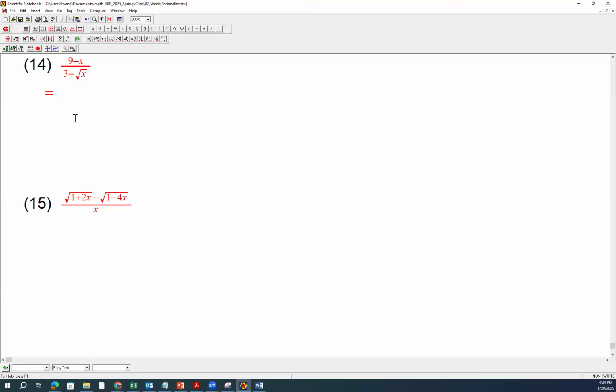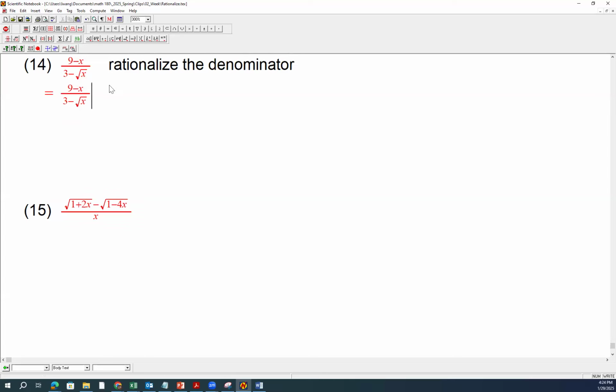All right, rationalization. And on this one, actually, we will be rationalizing the denominator instead, otherwise it would not make sense. So I'm going to multiply by the conjugate of the denominator, which is going to make it 3 plus.